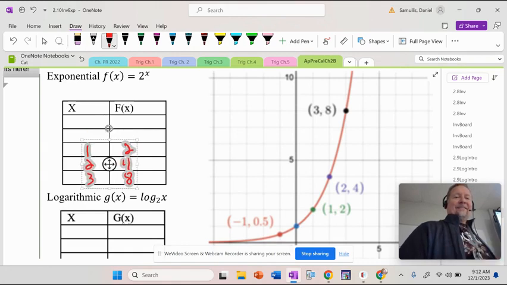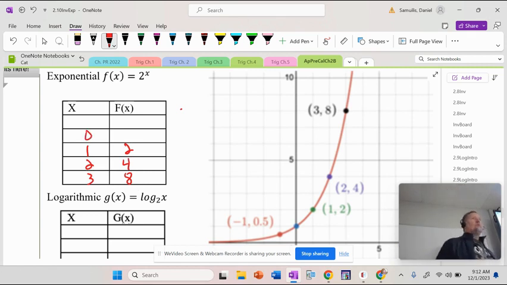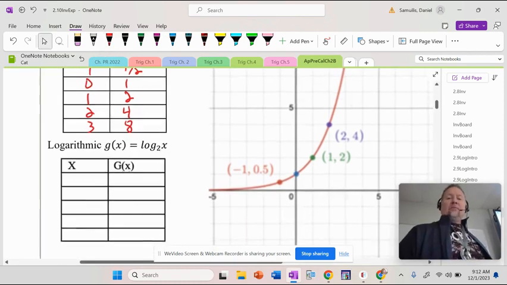Somebody's here. That's what I screwed up. What's anything to the 0 power? 1. So 2 to the 0 is 1. And then -1, just to start seeing that asymptotic behavior. And that's the flip rule. So that's how that turns into a half. You see those points there.